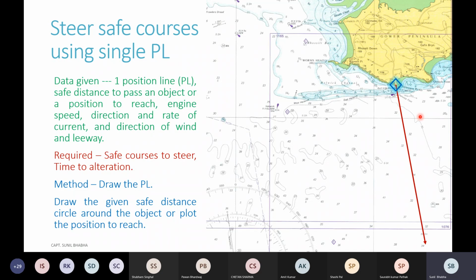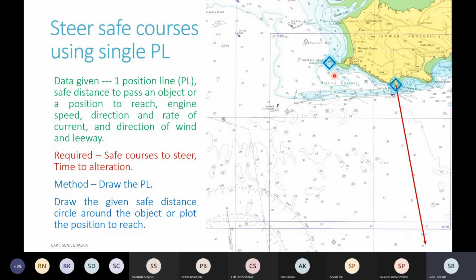Now, they have also given us a safe distance to be passed from a certain object. So in this case, they have given us this particular object, Worm's Head, and we are required to pass this Worm's Head maintaining a certain safe distance.